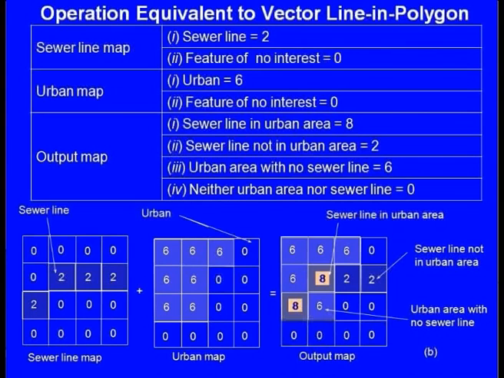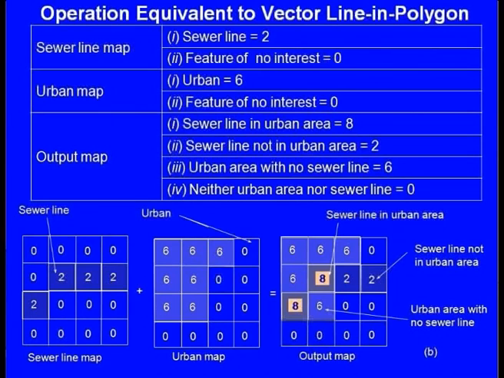So, what we find is that those cells which represent sewer line and fall within urban area will have a value of 8. We can see there are 2 cells which have a value of 8, that means sewer line is passing through the urban areas, whereas a value of 6 means it is urban area with no sewer line, a value of 2 means sewer line not falling within urban areas, and 0 means there is neither urban nor sewer line.